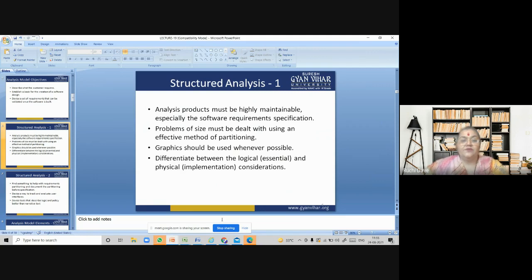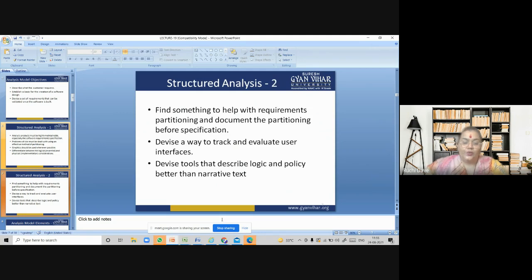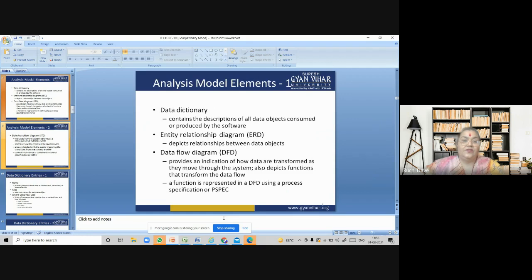Now, when we come to structured analysis two, that is step two, then you have to find something to help with the requirement partitioning and document the partitioning before specification, and you have to devise a way to track and evaluate user interfaces. You can devise tools that describe logic and policy better than narrative text. So you can use a tool which will describe what logically we need.